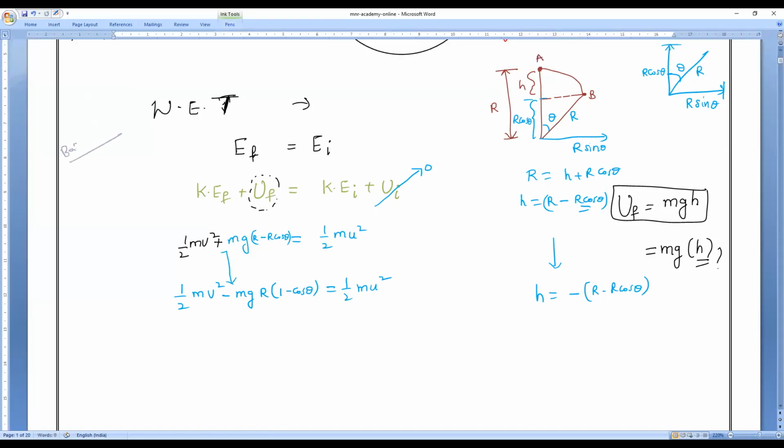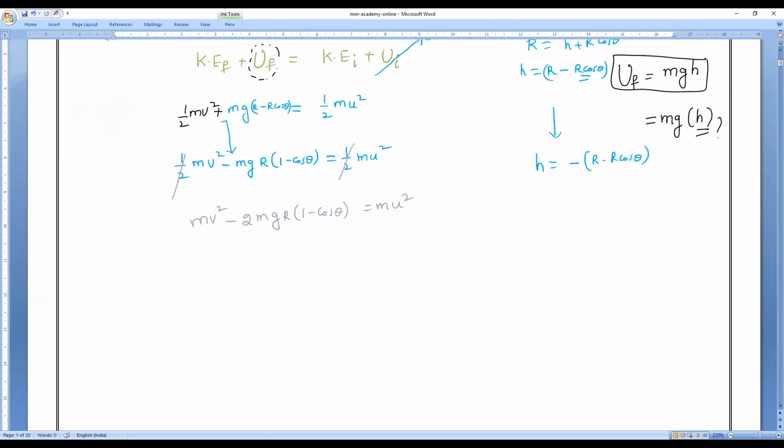So from the baseline, if anything is coming down, it is negative. Now, let me take the LCM so that I'll cancel it half and half on both sides. So here, what is the equation? Next equation, tell me. mv square minus 2mgr into 1 minus cos theta, which is equal to mu square.